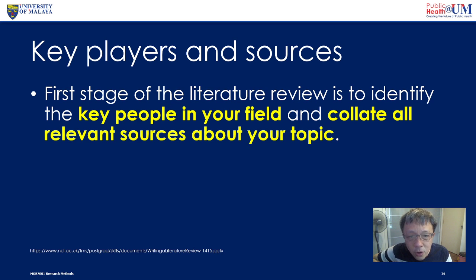Key players and sources. The first stage of a literature review is to identify the key people in your field and collect all relevant resources about your topic. So when you identify a key player, you look at that person to collect all the relevant resources from the key player and also around the key player. What do you mean by key player? There are so many people talking about, let's say, back pain, or musculoskeletal disorder.